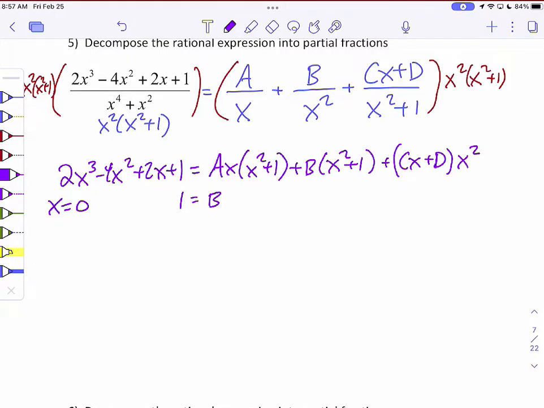But really that wasn't as helpful as I'd like because I still need to find A, C, and D, and the shortcut's not going to work for those. Okay? So I'm going to have to multiply this thing out. So let's start doing that. I'm going to do this in 2 steps because, well, I don't know. I guess I don't need to do 2 steps. I can do it in 1 step.